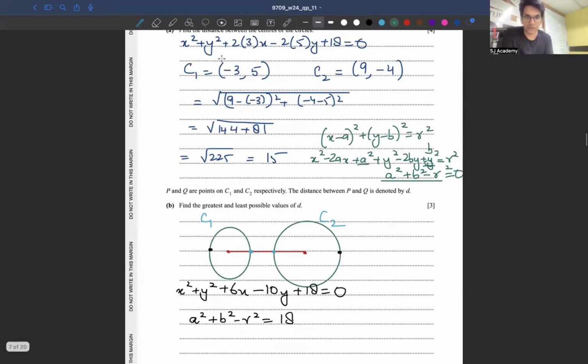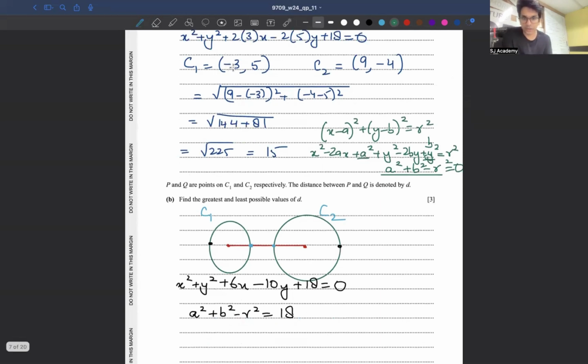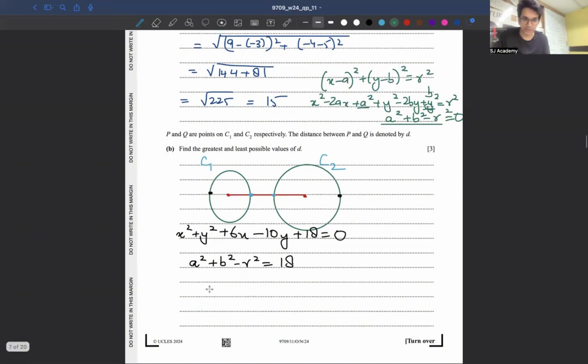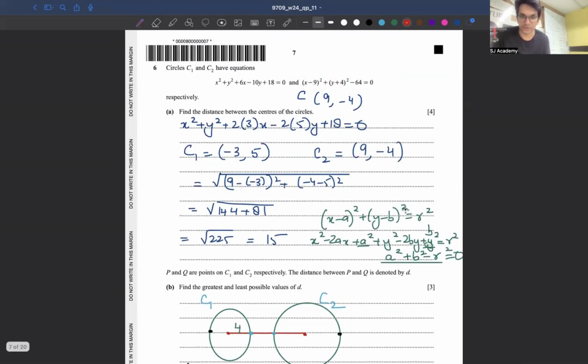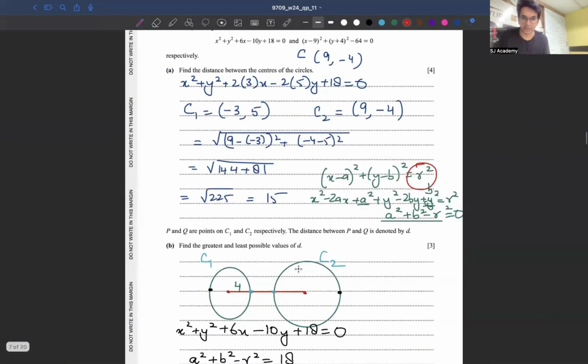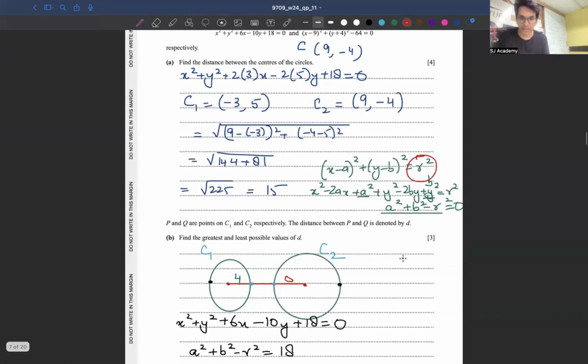We know the value of a and b, the coordinates of the center is minus 3 comma 5. So 3 squared is 9 plus 5 squared is 25 minus r squared equals 18. R squared will be 34 minus 18, which is 16. So r will be equal to 4. So the radius of this circle is 4. For C2, if we bring the 64 on that side, this will become positive 64. And as it is equal to r squared, so r squared will be equal to 64, the radius will be 8.